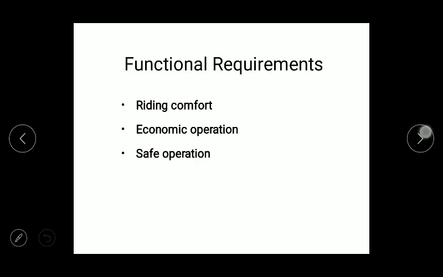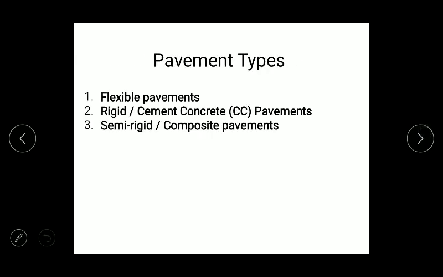Coming to the next slide, pavement types. Mainly we come across three types of pavement: first, flexible pavement; second, rigid or cement concrete pavement; and third, semi-rigid or composite pavement. So what is a flexible pavement? In the next slide we are going to see a cross section of a flexible pavement.